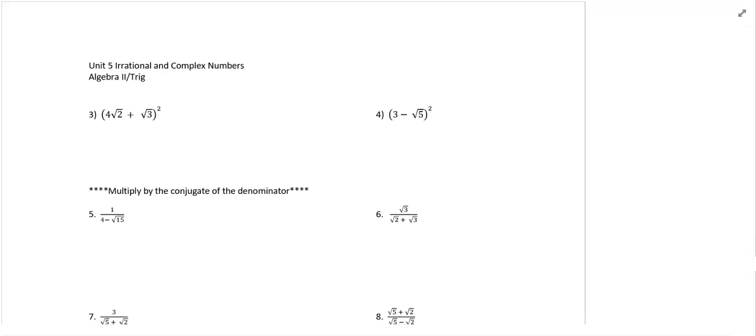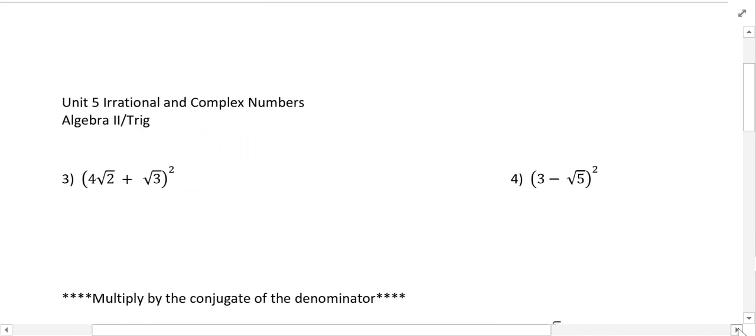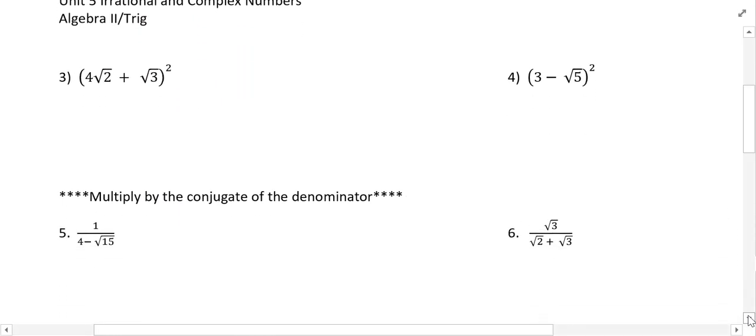So whenever you have something like number 3, remember when you have the quantity squared here, you have to write it out twice. You do not just distribute that square. You want to write it out twice and then do your distribution method. So we have 4 rad 2 plus rad 3 times 4 rad 2 plus rad 3. Okay, so again, when you distribute here, the coefficients, you have 4 times 4 is 16 times rad 2 times rad 2 is just 2.